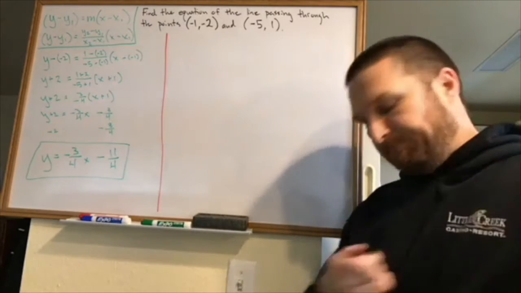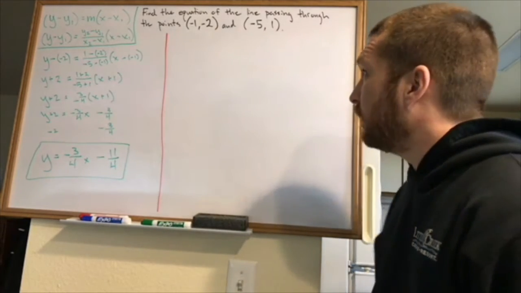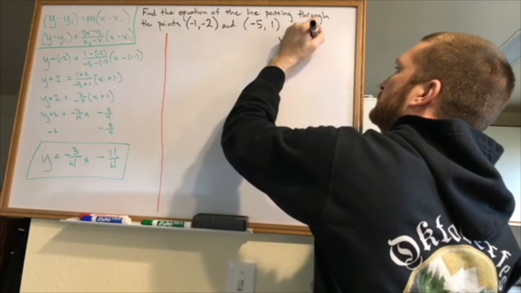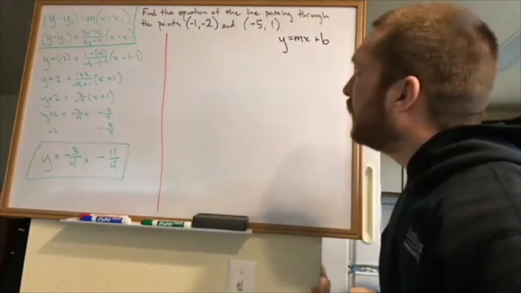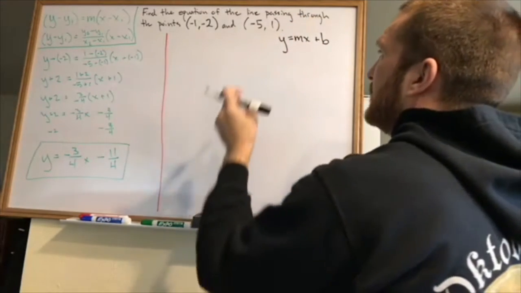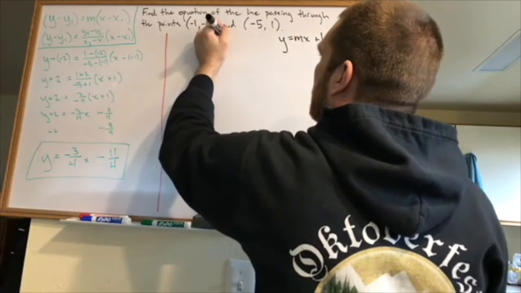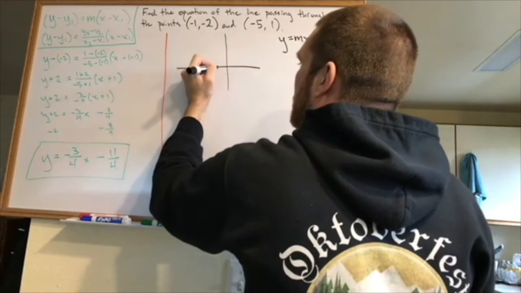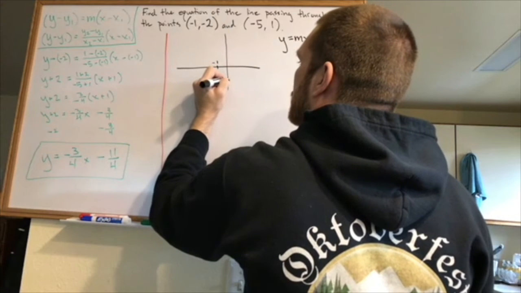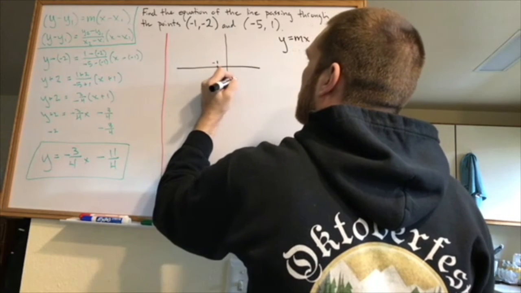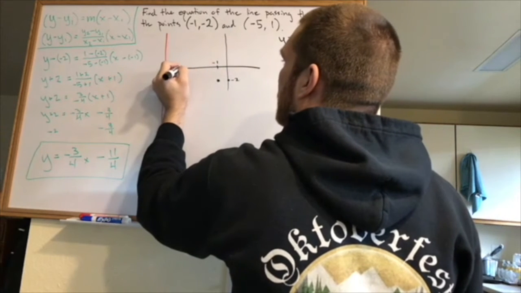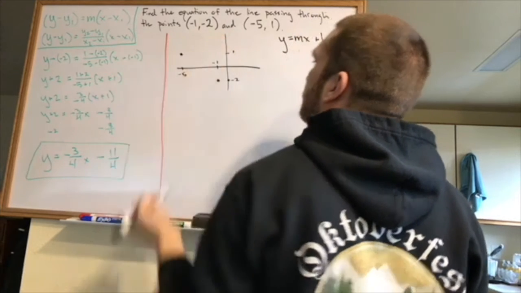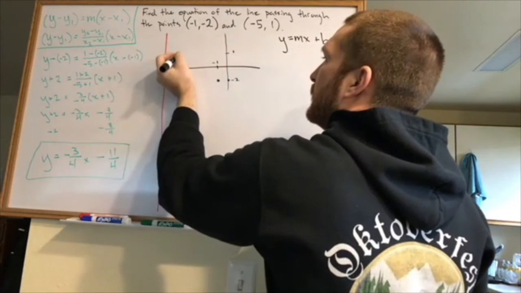Okay. Now, the other method. Write down what we're looking for: y equals mx plus b. That's my goal. Okay, now let's graph this thing. We got something that might look like this. So we have a -1 and a -2. We have a -5 and a 1. Okay, so my line's going like this.